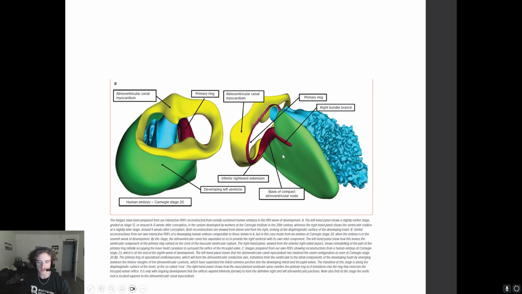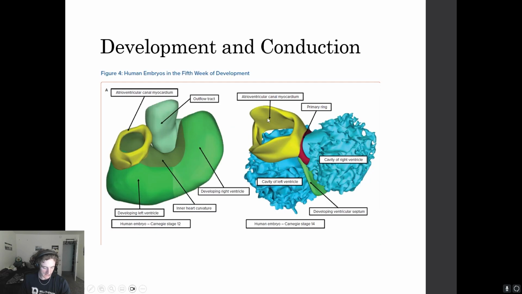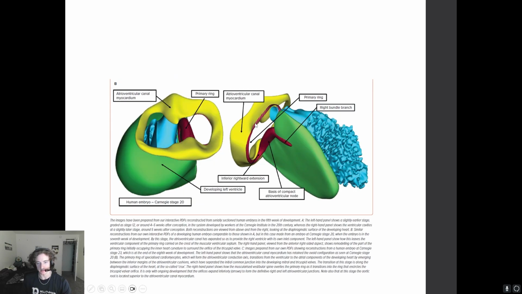So it's really formed at the crux of this septum, right, kind of like right here, and at the transition between this myocardium and that atrial myocardium, right? So where those two come together, that's where we're going to see the compact node be formed.